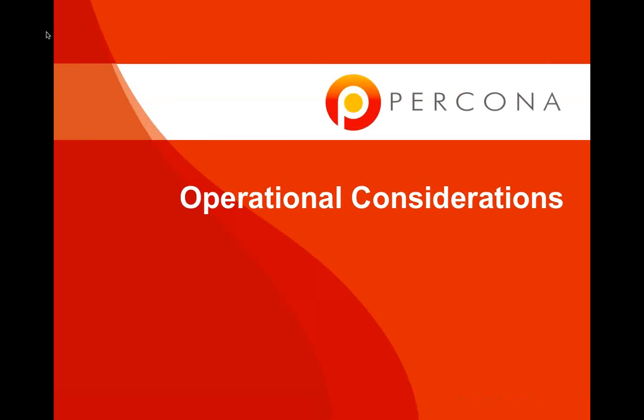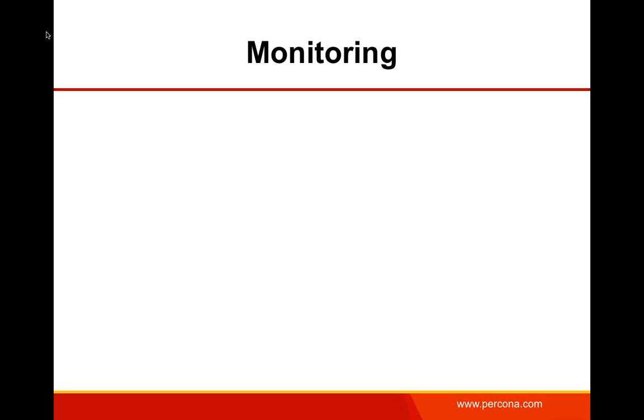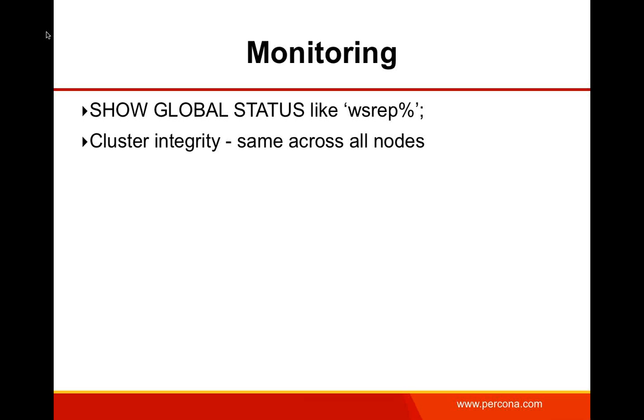So let's talk a little bit about operations. How can we manage this system? How can we monitor it? So monitoring first. First of all, SHOW GLOBAL STATUS LIKE 'wsrep%'. We can see all the status variables that Galera provides. There's quite a few. We want to check a handful of things.